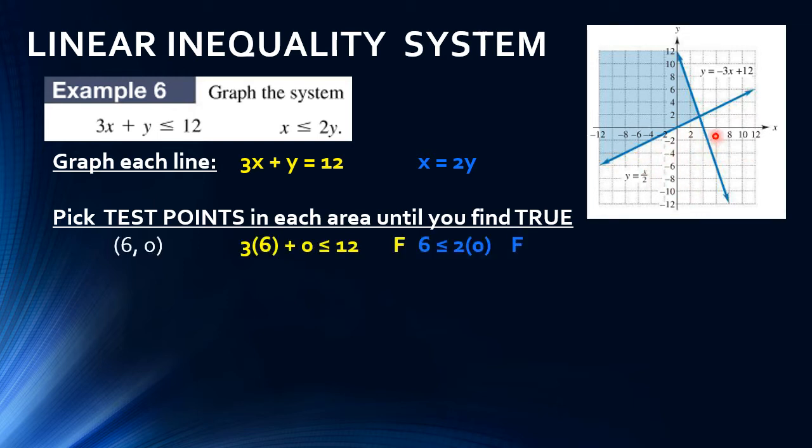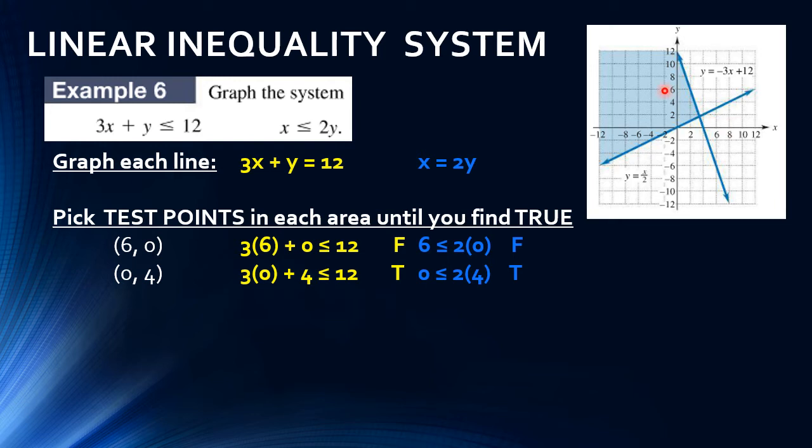So if we pick 6, 0, we're in this first section here. We plug those values in and we see that now we have to answer this for both equations. So we plug it into the first one, we get false. We plug it into the second one, we get false. As soon as I get a false, I don't need to plug it into the other equation. What I'm looking for here is a true, true. So as soon as I hit a false, I can move on to the next quadrant.